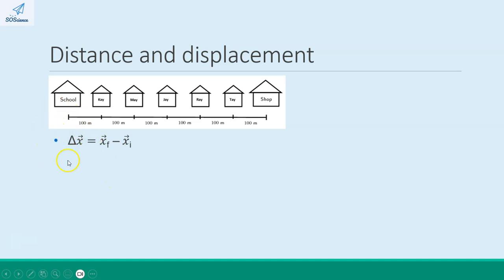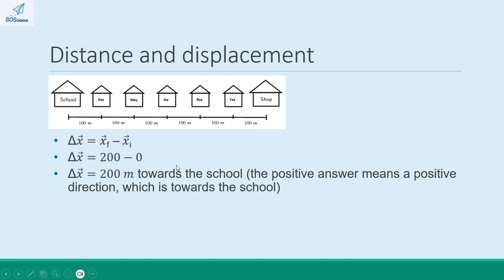So the change in position, delta x, equals xf minus xi, which is 200 minus 0. So the answer is 200 meters towards the school. Remember, we got a positive answer, so that means a positive direction. And we know that towards the school is a positive direction. Now, we don't take into account May's entire distance. It doesn't matter that she walked all the way to the shops and back to school. Displacement is only concerned with initial position and final position.